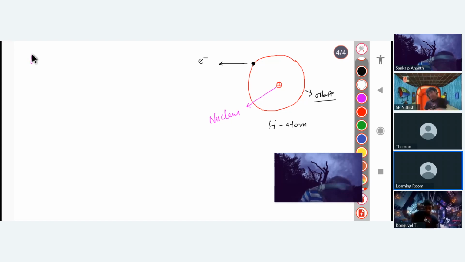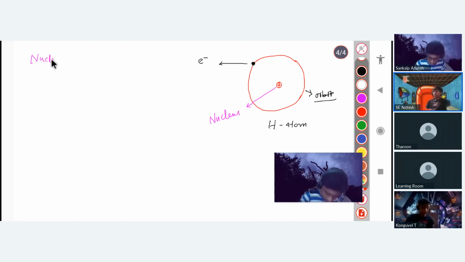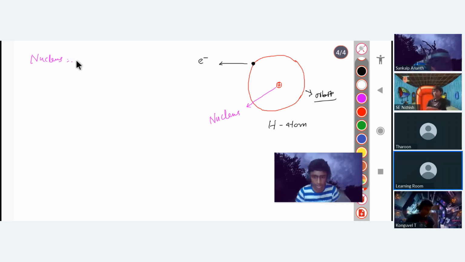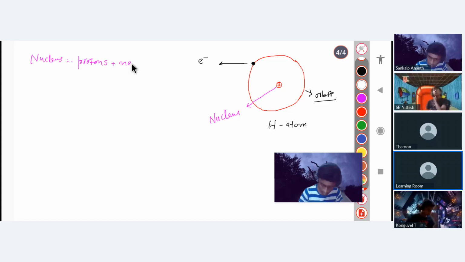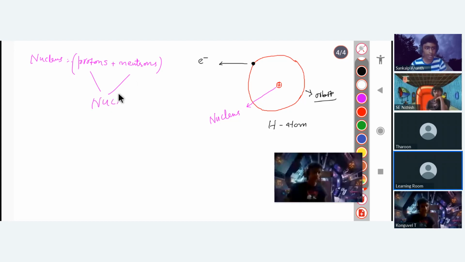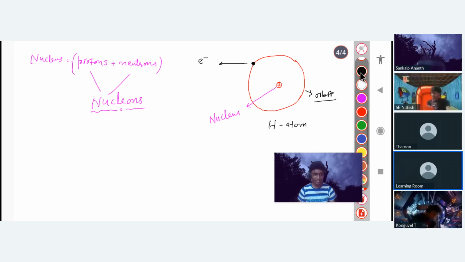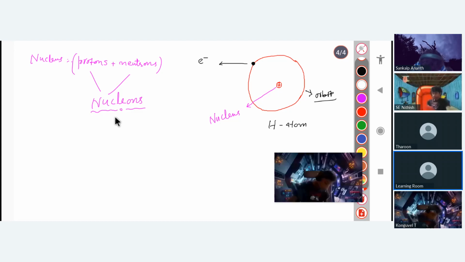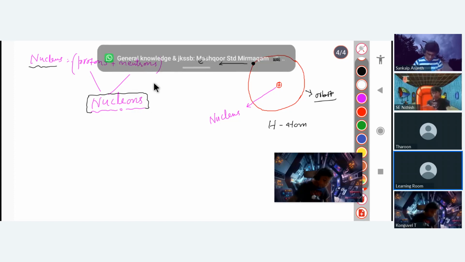Okay, now tell me what is inside the nucleus. Which particles are there? Proton and neutron. Exactly, there are protons and neutrons inside the nucleus. So can anybody tell me, these protons and neutrons together are known as? Sir, nucleons. They are known as nucleons. This is very important. I hope you will remember this. The protons and neutrons together are known as nucleons. This will be asked in the exam.